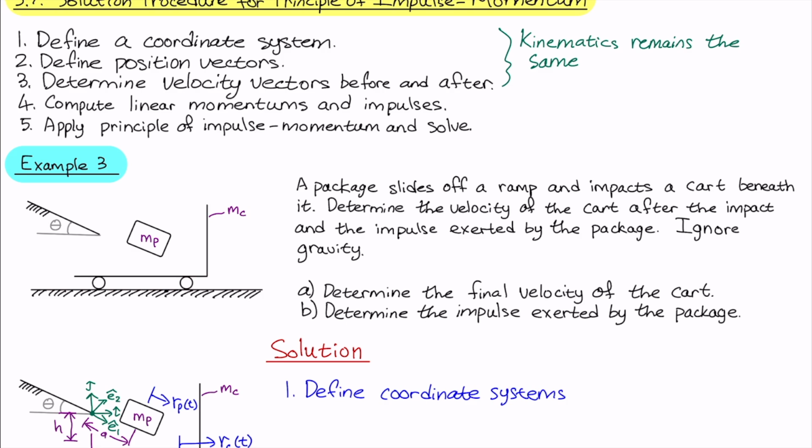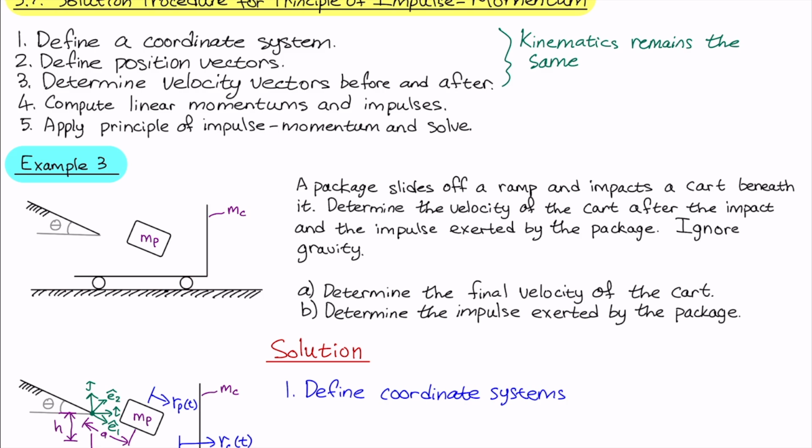This is example 3. We are told that a package slides off a ramp and impacts a cart beneath it. We're asked to determine the velocity of the cart after the impact and the impulse exerted by the package. We're asked to then ignore gravity, and I've gone ahead and split this into two parts. First, we're going to find the final velocity of the cart, and then part B, we're going to focus on finding that impulse exerted on the package.